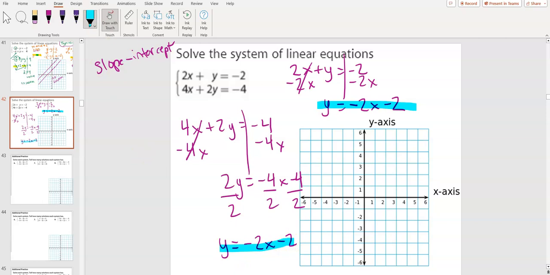So now I can compare my two equations. If I look at these two equations here, you'll notice that they're exactly the same, which means that it's infinite. So then to check my work, I can always graph it, but we know that it's the same equation. 1, 2, -2, and I'm going to get the same line, one on top of each other, right there.